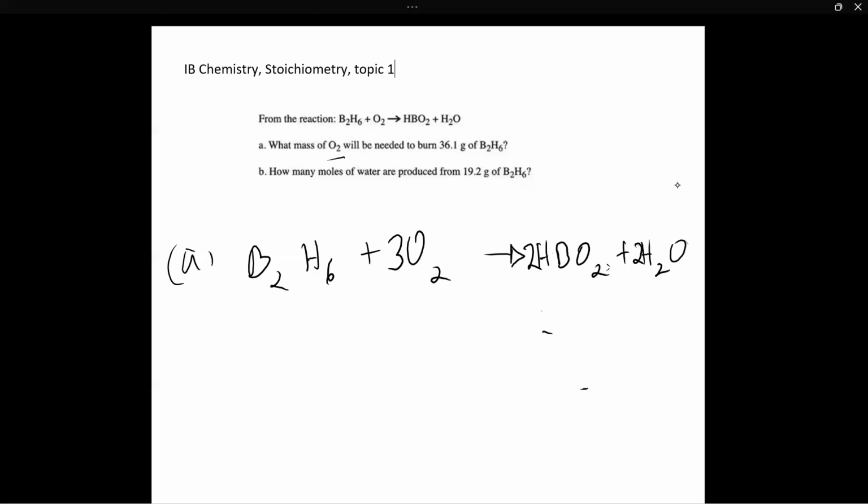So now that we have a balanced equation, we need to first find out the number of moles of B2H6 in 36.1 grams. Now the formula for finding moles is this. Number of moles is equal to mass, small m, in grams, divided by molar mass of the substance.